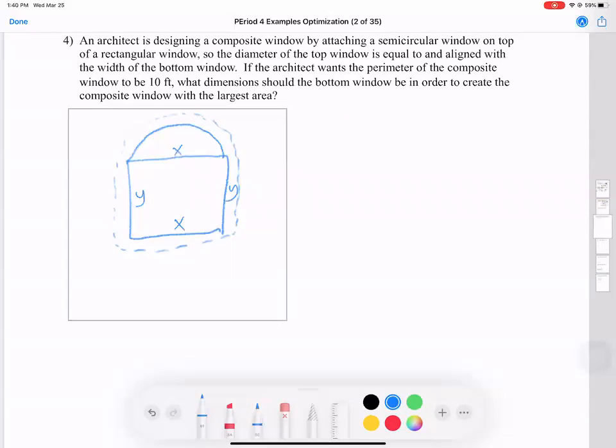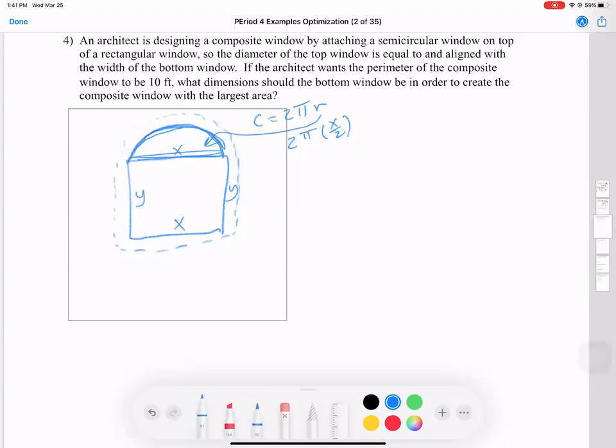And for this part, we know it's a regular circle. It's half a circle. And we know the circumference of a circle is 2 pi r, where r here isn't the full x, it's half. So 2 pi times x over 2. That is the top circumference of it.